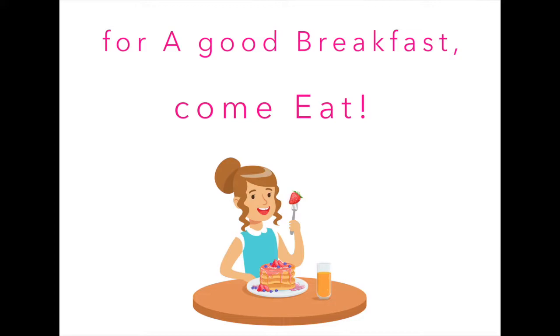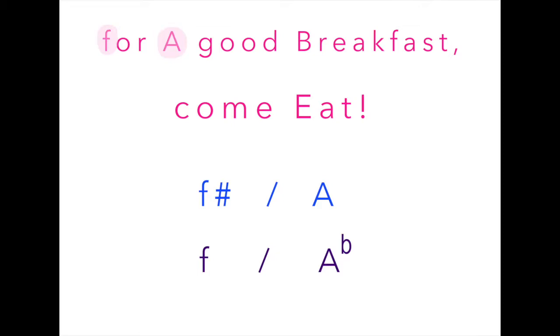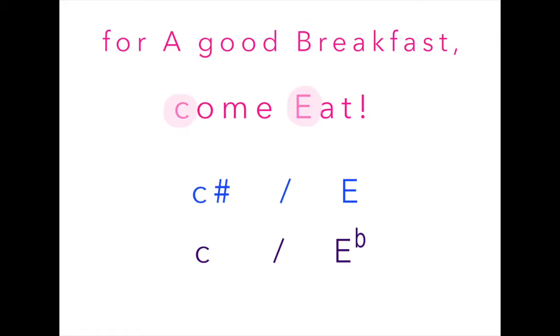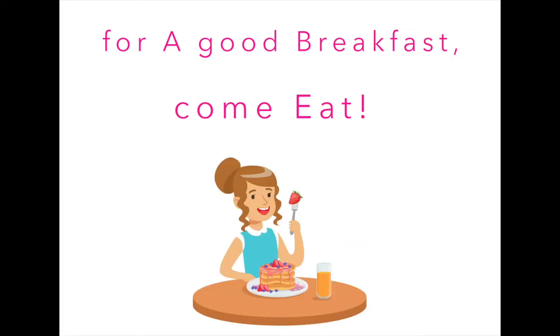The first 2 words stand for F and A, where F minor is relative to A flat major and F sharp minor is relative to A major. This also goes for G and B, where G minor stands for B flat major and G sharp minor stands for B major, as well as for C and E, where C minor stands for E flat major and C sharp minor stands for E major. Hopefully now, when finding relative majors, it won't be confusing when you're trying to figure out which accidental to use.